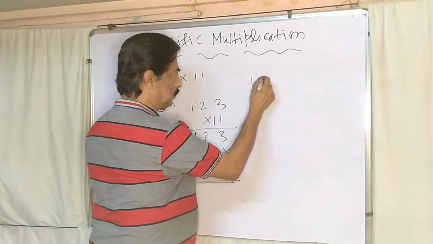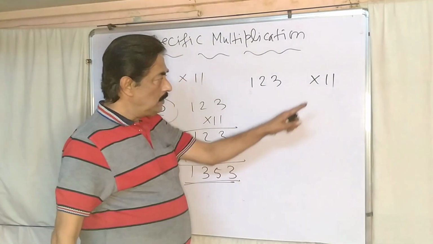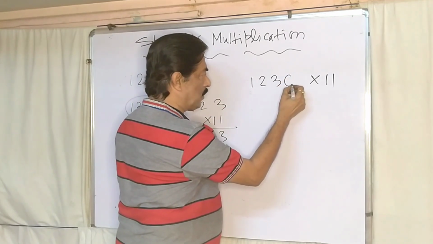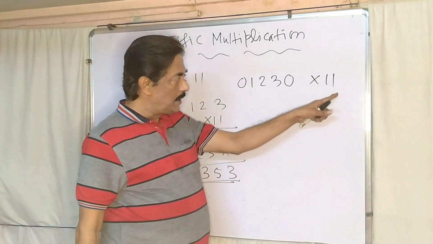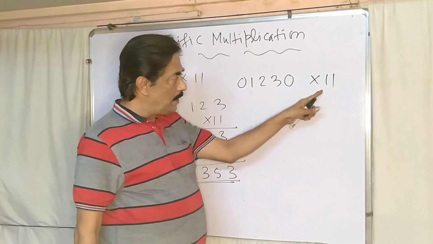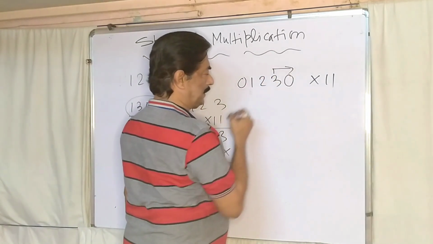1, 2, 3 multiplied by 11. Now how many ones are there? Two number of 1. We have to put 1 zero right side and 1 zero left side. As we have two number of 1, starting from 3, we have to add 2 digits.